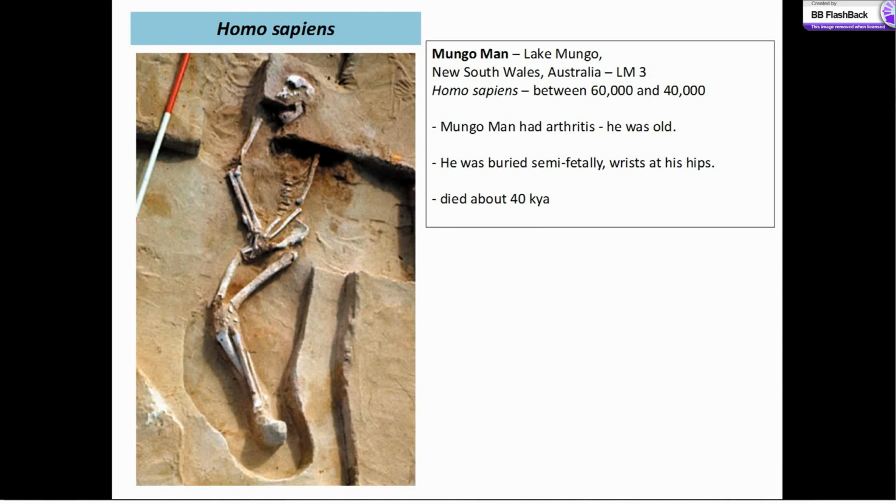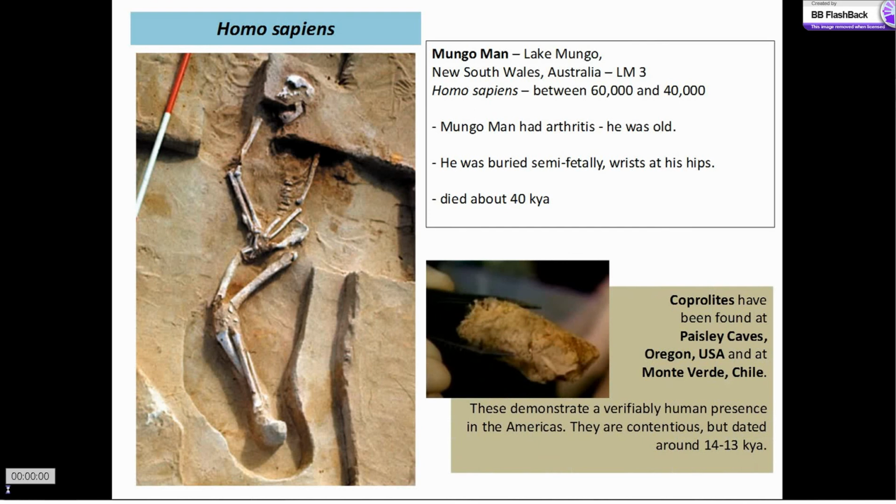Anyway, so he's been dated between 60 and 40,000 years. This is pushing it. 40,000 years would still make him the oldest human fossil from Australia. So we can say that humans got to Australia by 40,000 years ago. And he was buried as well, so that's interesting stuff. And then for North America, Homo sapiens was in North America. The dates are getting pushed back.